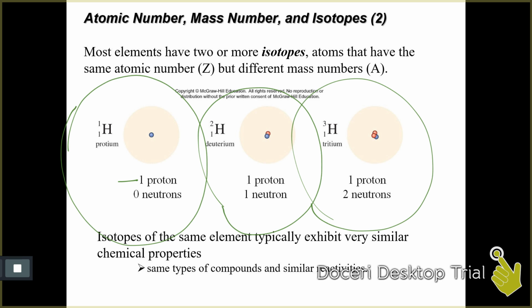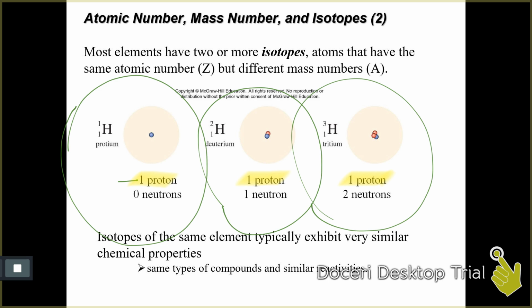What's the difference? How do I know all these are the same hydrogen atoms? What I'm looking at is 1 proton, 1 proton, 1 proton. All 3. I told you at the beginning, the number of protons, the atomic number, defines an element. It's unique. So with the number of protons being 1, it's always hydrogen. But you see the number of neutrons is different. The different number of neutrons in hydrogen gives it a different mass number.